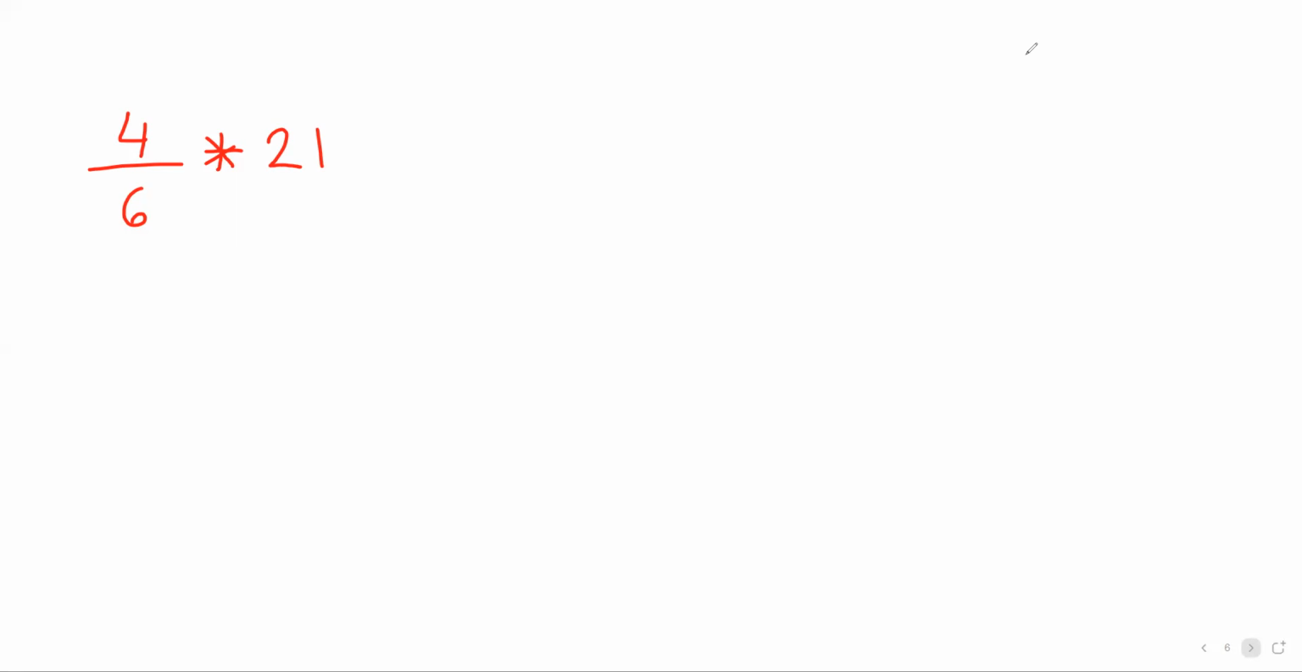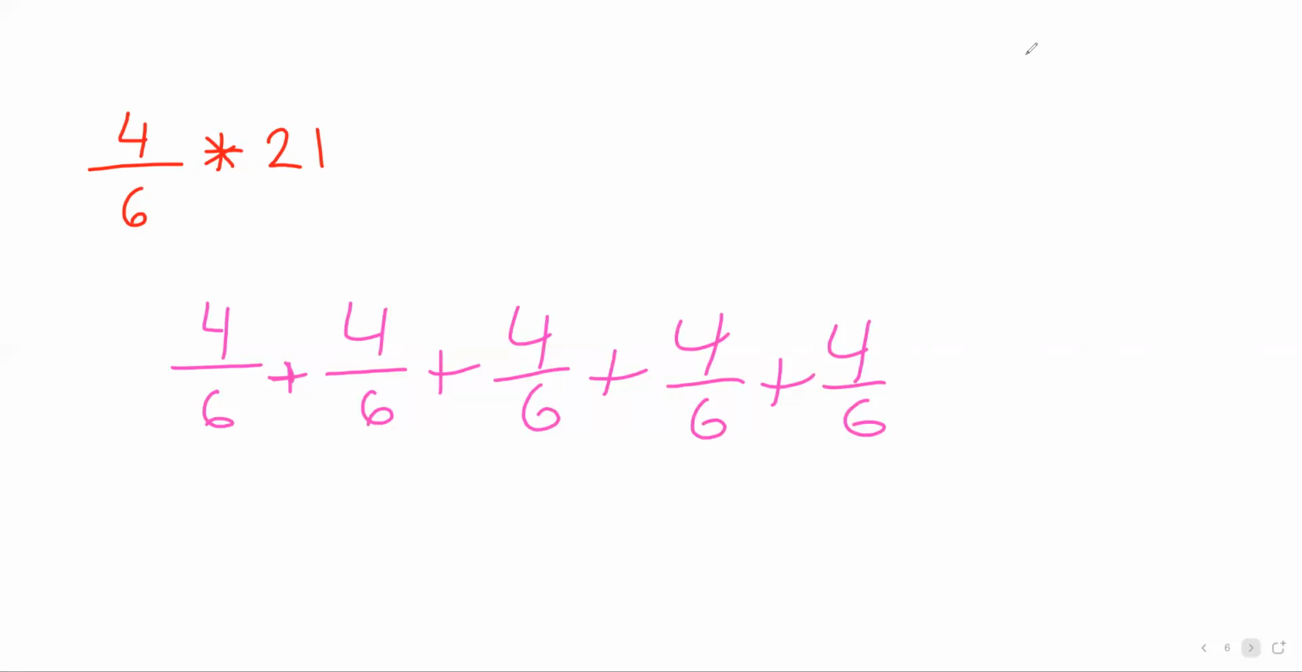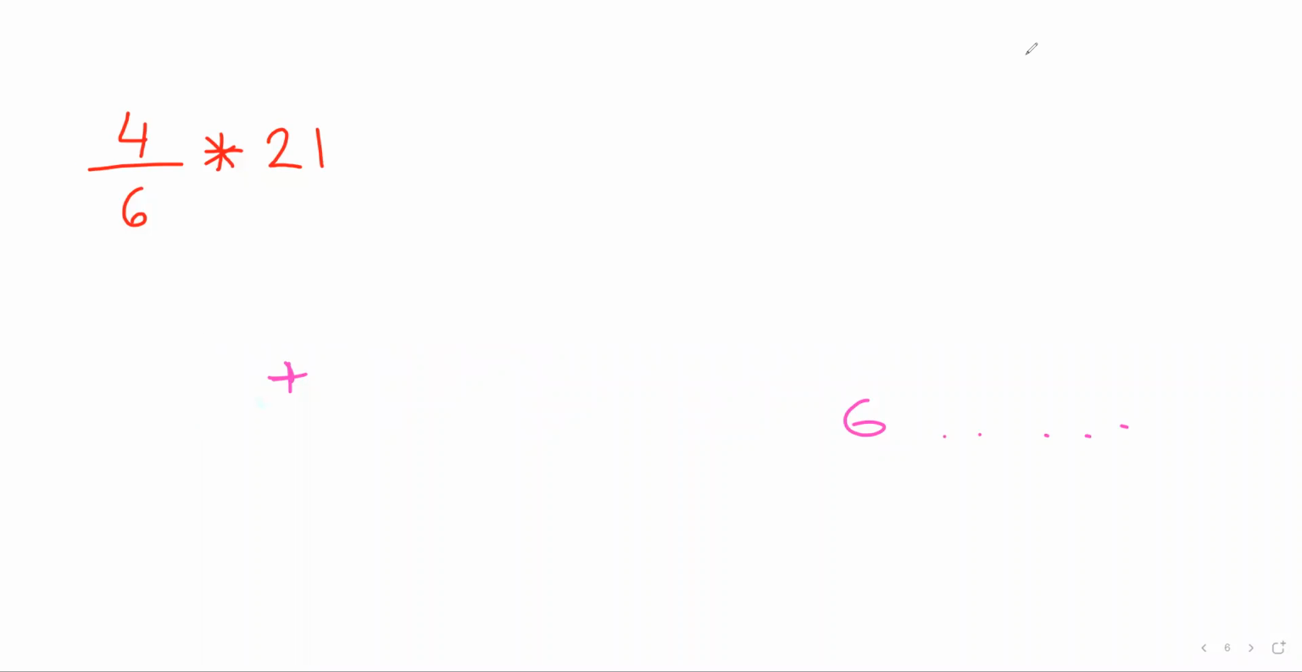4/6 times 21. What we've been doing here is telling me that I'm going to take 4/6 and write it as many times as I have it, but this is 21. And I don't know if I want to sit here and write this 21 times, right? I'm going to be here a while. So I'm actually going to stop and think about what I've noticed so far about the work I've been doing that will help me be efficient.